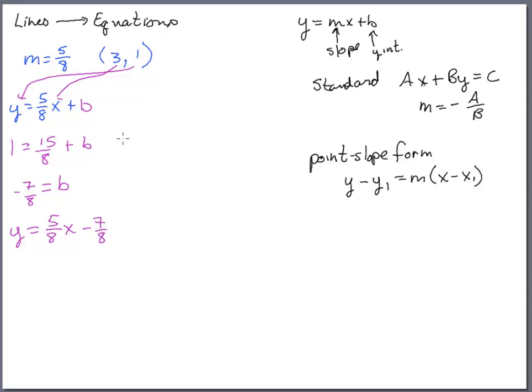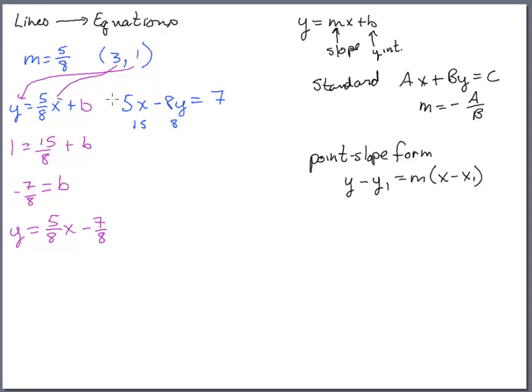Now we're going to do the same thing with standard form. This is the same equation, 5x minus 8y. Remember, it's going to be the opposite sign, equals, and now if we stick these in, we get 15 minus 8 is 7. So we have 5x minus 8y equals 7.